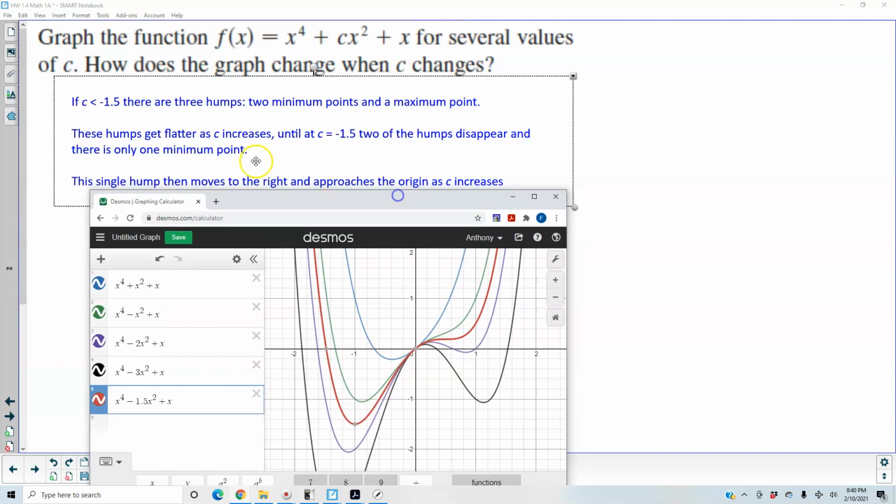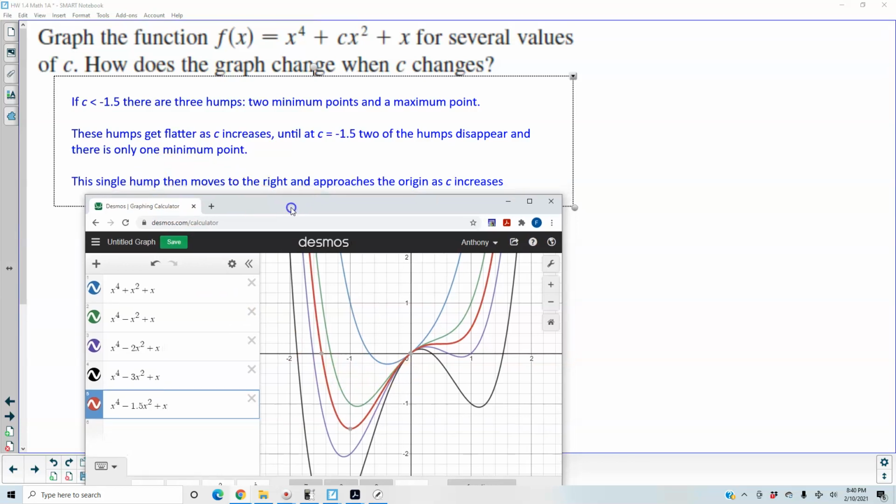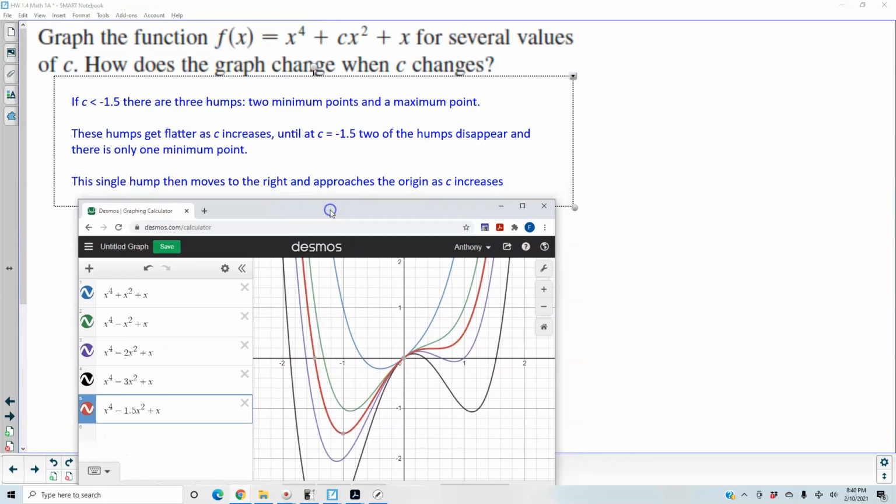Now, these humps get flatter as c increases until c is equal to negative 1.5. 2 of the bumps disappear, and there is only 1 minimum point. So this single hump then moves to the right and approaches the origin as c increases.